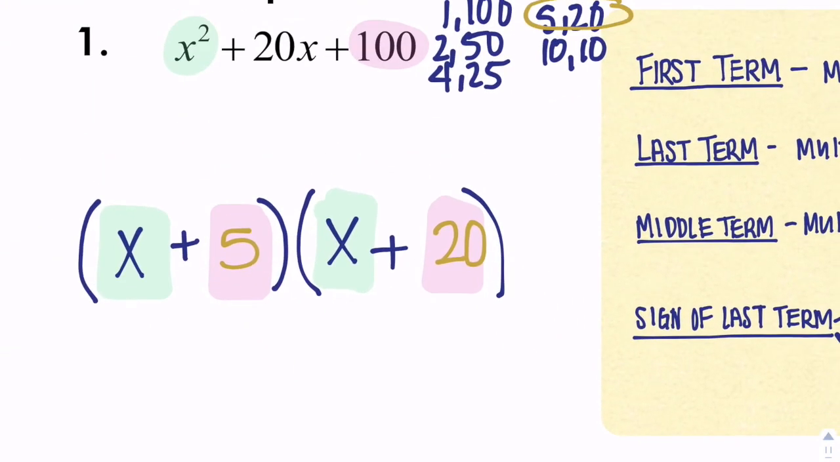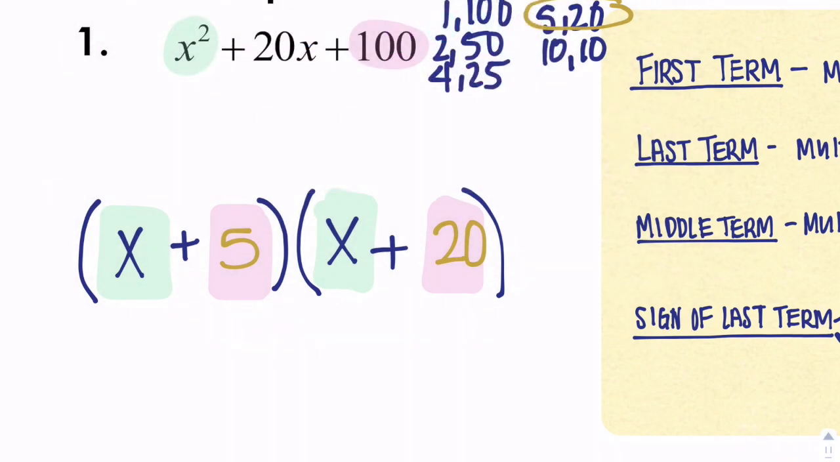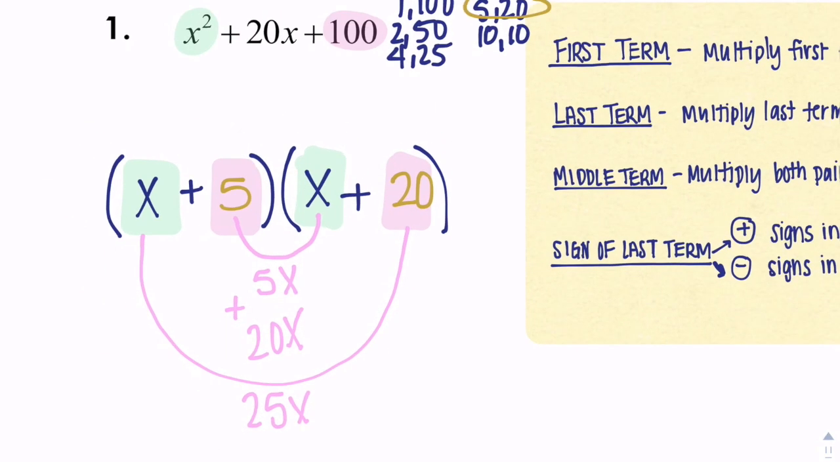So this is what I'd like you guys to do. Make kind of like a smiley face, okay? So multiply that last and first term. So 5 times x is 5x. And then multiply this first and last term. 20 times x is 20x. See how it kind of makes a smile? Then you're going to add these together, and you get 25x. You're going to check, does this match that? And it does not. So we know that does not work.